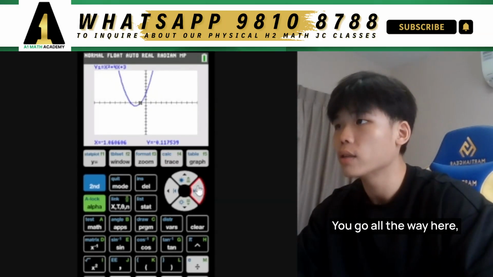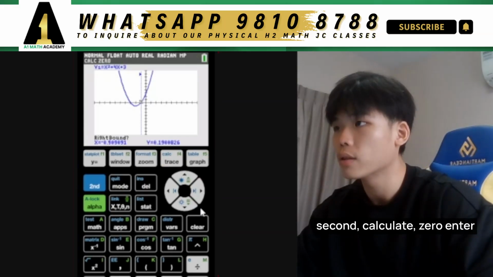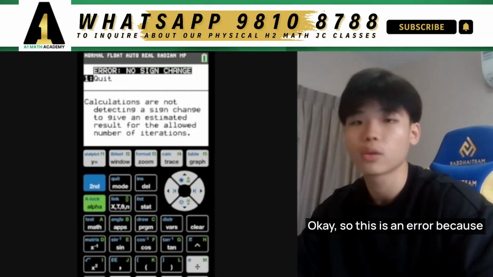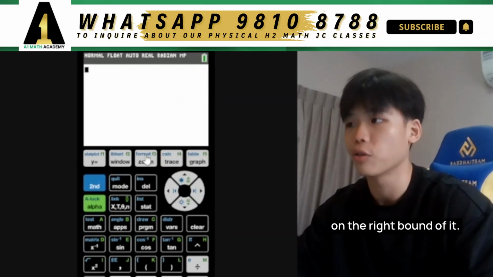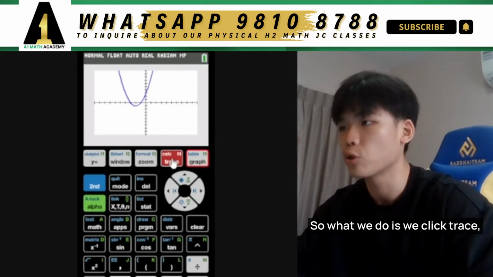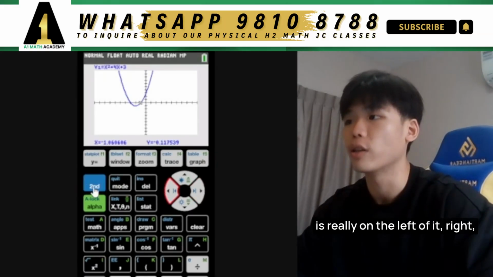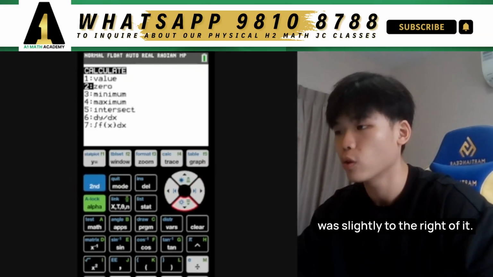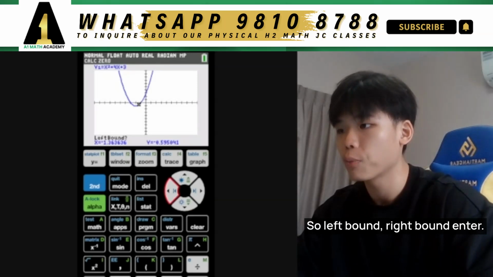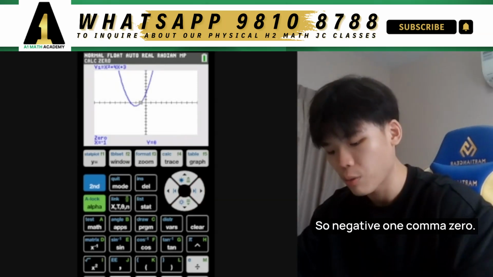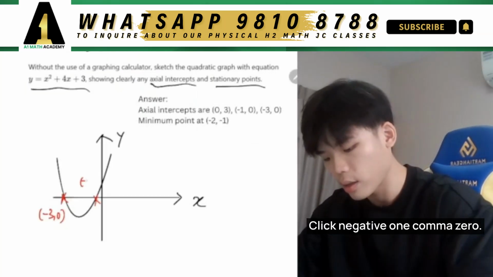Then for the next one, just trace again. You go all the way here. Second, calculate, 0, enter, left bound, right bound, enter. Okay, so this is an error because my left bound was actually on the right of the root. So what we do is click trace and make sure that your left bound is really on the left of it, because just now my left bound was slightly to the right of it. So left bound, right bound, enter. Here, (-1, 0). So I'll come back here and mark (-1, 0).